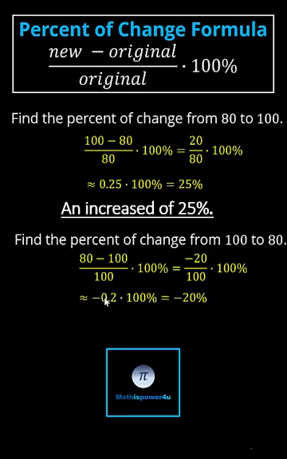Simplifying, we have negative 0.2 times 100%, giving us negative 20%. The negative indicates a decrease, and therefore we have a decrease of 20%.